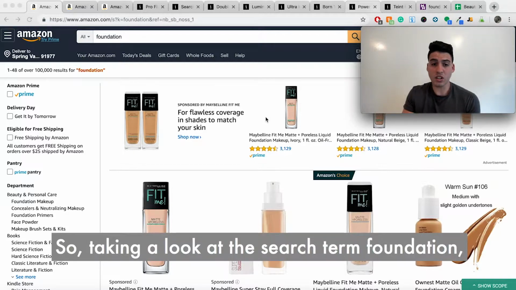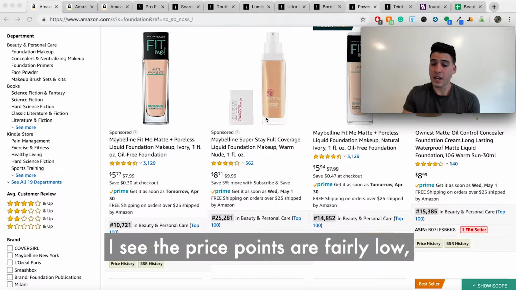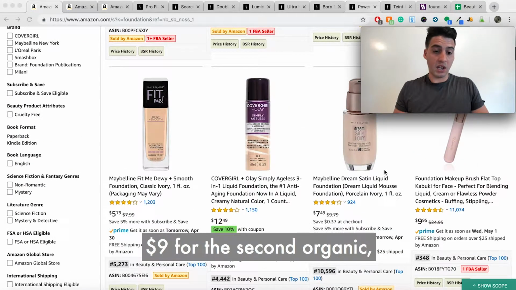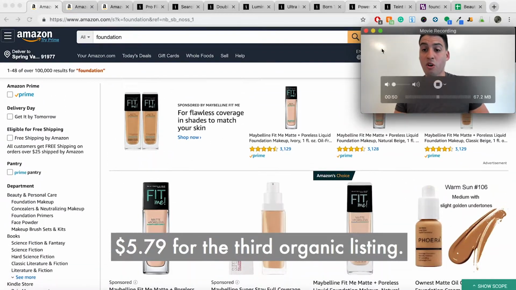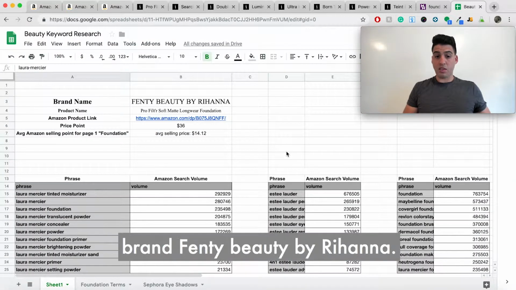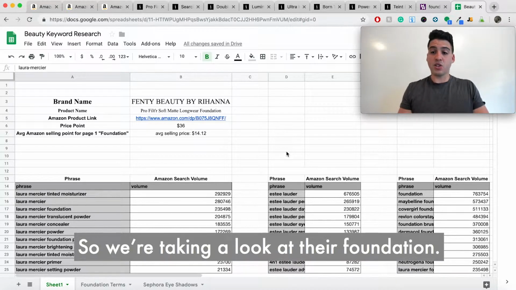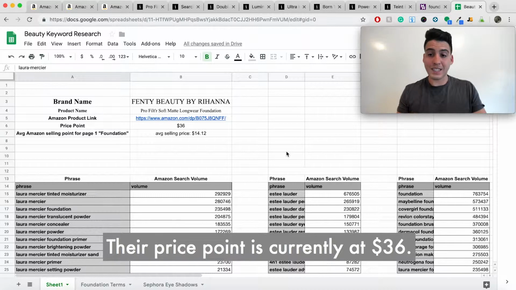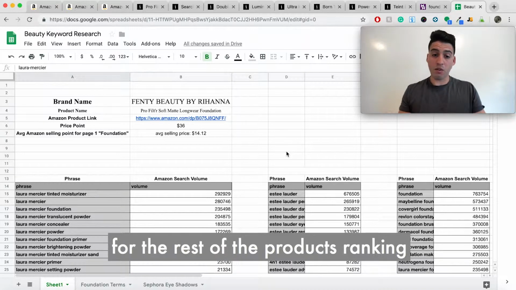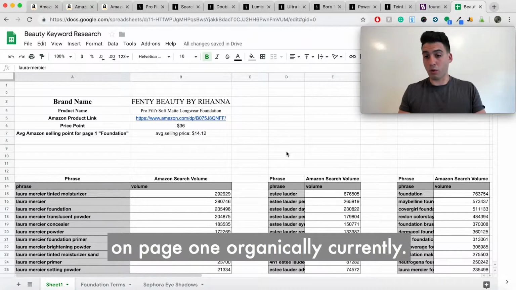So taking a look at the search term foundation, I see the price points are fairly low. We've got $6 for the first organic listing, $9 for the second organic, $5.79 for the third organic listing. We're actually doing an example with the brand Fenty Beauty by Rihanna. So we're taking a look at their foundation. Their price point is currently at $36, right? So it's a lot higher than what we'd see for the rest of the products ranking on page 1 organically currently.